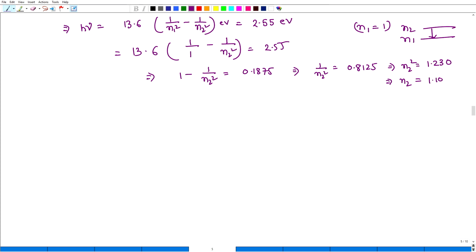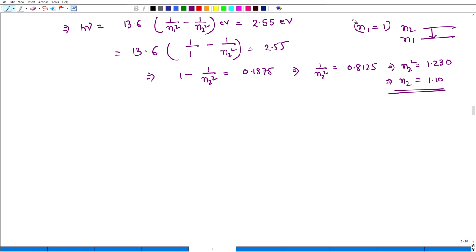So, we know this is not a precise value, 1.10. We know that n is actually the quantum number, it can take only integer values. So this is not true, this is wrong, I am saying n is not equal to 1. Next we have to consider n equal to 2.